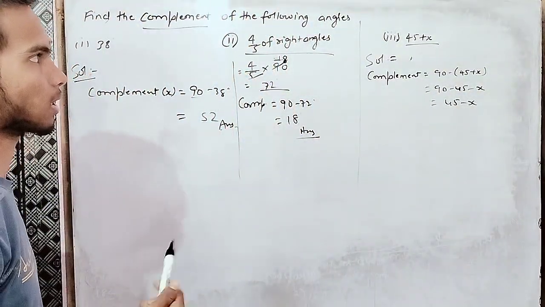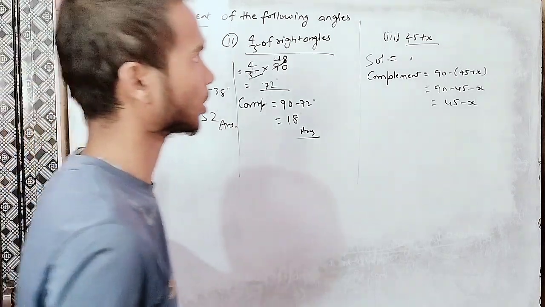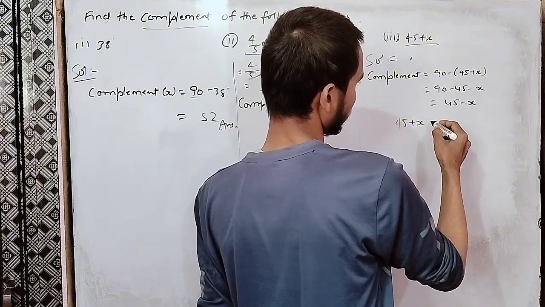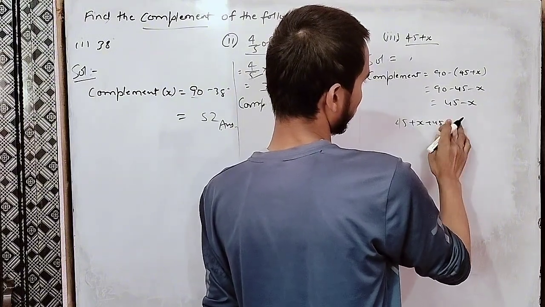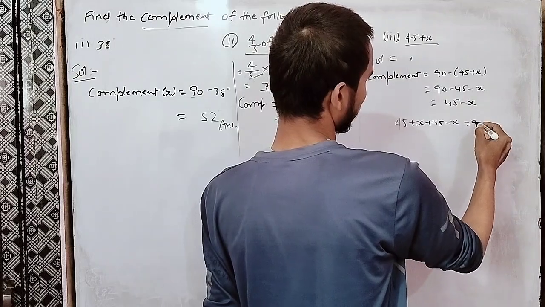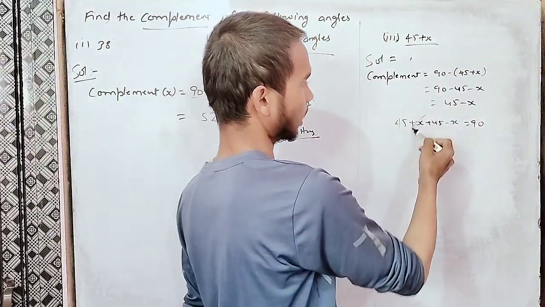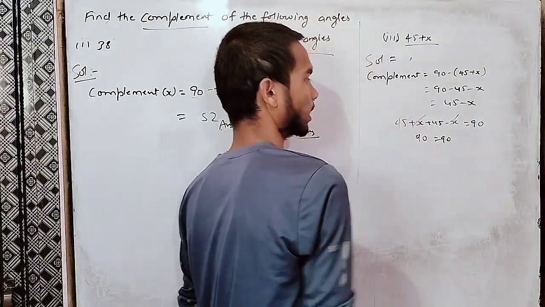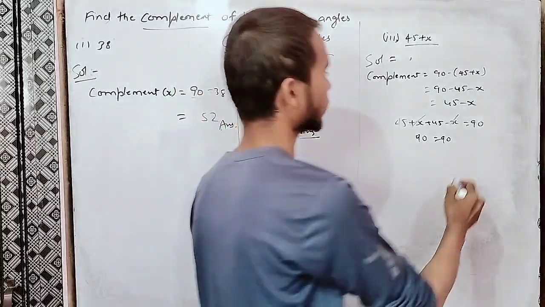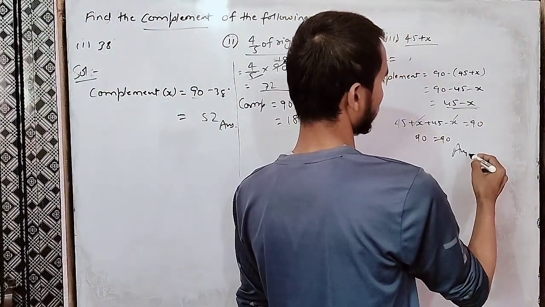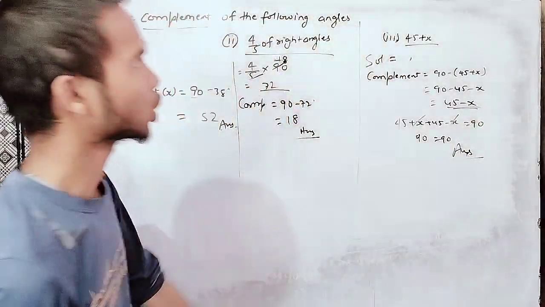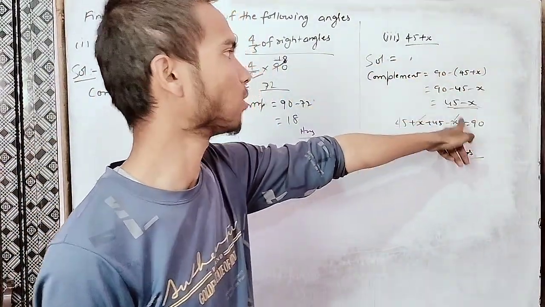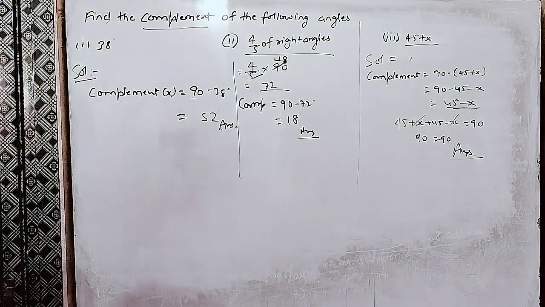Now here we can check whether the complement is 90 or not. 45 plus x and then 45 minus x is how much? 90. How? Here x will get cancelled out and 45 plus 45 will be 90. Yes, LHS is equal to RHS. That's why this answer is correct. The value of the first angle is 45 plus x and the value of the second angle is 45 minus x. Did you understand?